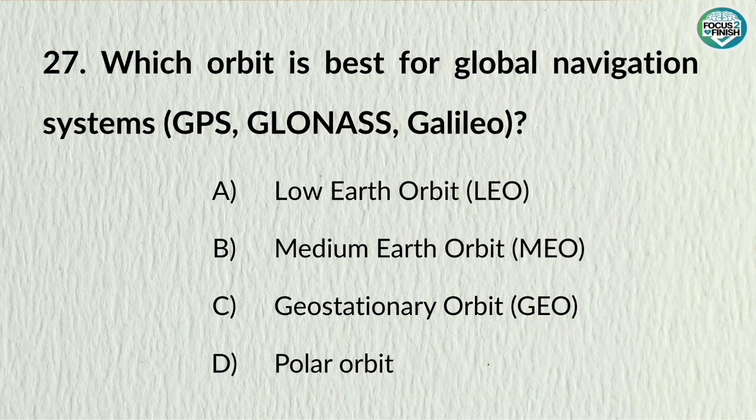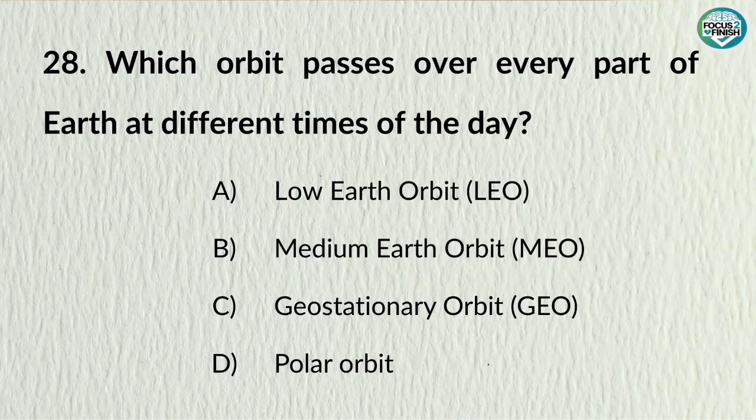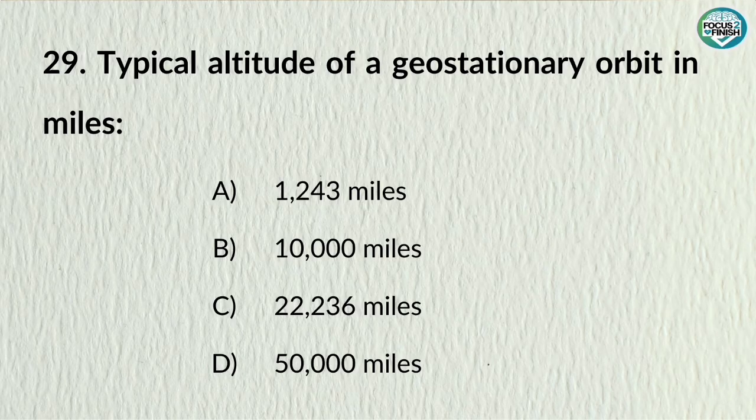27. Which orbit is best for global navigation systems? GPS, GLONASS, Galileo. Answer: Medium Earth orbit. 28. Which orbit passes over every part of Earth at different times of the day? Answer: Polar orbit. 29. Typical altitude of a geostationary orbit in miles? Answer: 22,236 miles.